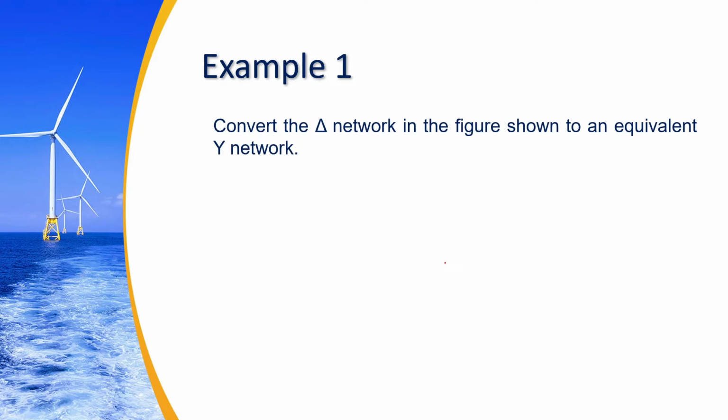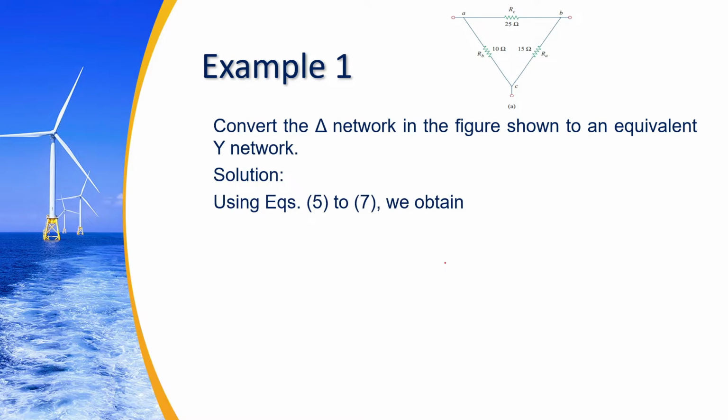Convert the delta network in the figure shown to an equivalent Y network. So, ito yung delta network natin. Ang goal natin, makuha yung equivalent nitong Y network. Para makuha natin yon, dapat tanda natin yung equations 5 to 7 natin kanina. So, unahin natin yung R1. Ang formula ng R1 natin is RB, RC over RA plus RB plus RC.